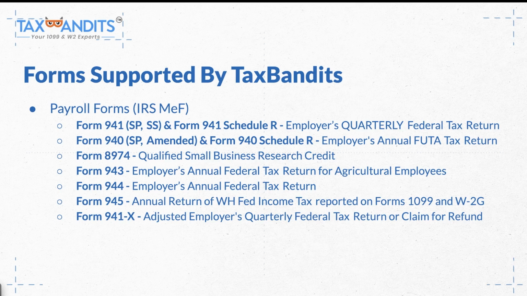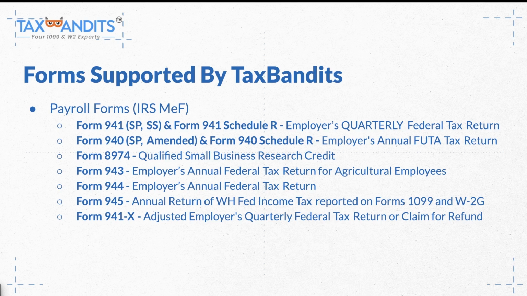IRS and MeF. Payroll forms, the 941, 941-SS, 941-PR, and Form 941 Schedule R, employers' quarterly federal tax returns, the Form 940, 940-PR, amended, and Form 940 Schedule R, employer's annual FUTA tax return.